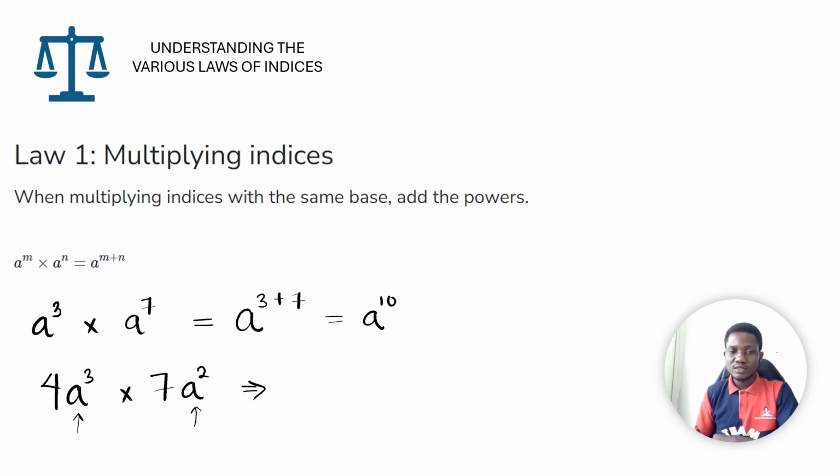So first thing, there are just 2 steps here. First, you focus on the indices. If we do that, we have a to the power of 3 multiplying a to the power of 2. By the rule of multiplication, all you need to do is take one of the bases since they are identical and then add the indices together. And that gives you a to the power of 5.